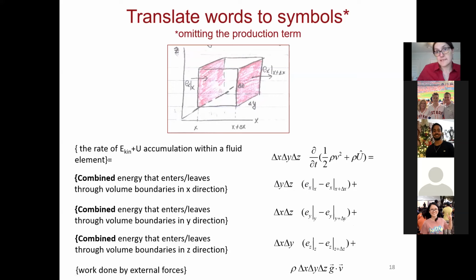When I let delta x, delta y, delta z go to 0, what is this first term going to end up being? So I will have Ex evaluated at x minus Ex at x plus delta x divided by delta x. And then I take the limit as delta x goes to 0. What happens when I shrink this little shell? You get the negative partial derivative with respect to x.